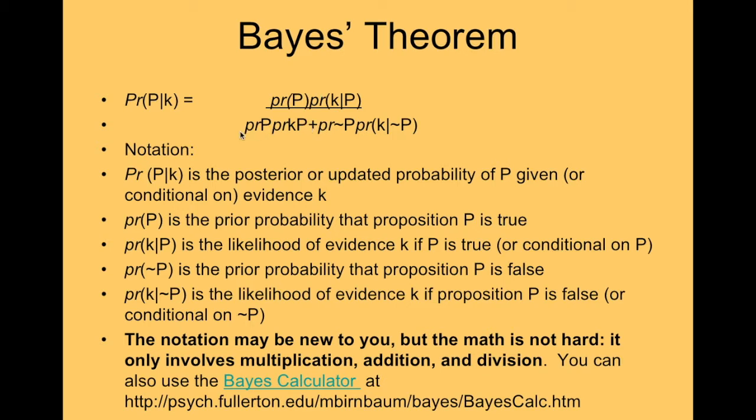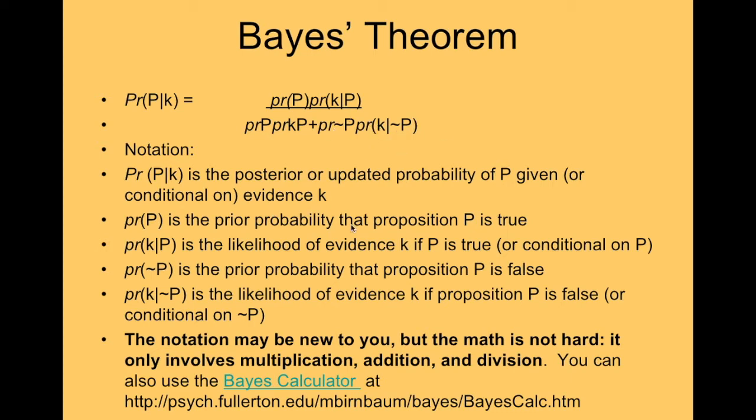You notice that the left-hand side of the denominator is the same as the numerator. This is the true positives. The right-hand side of the denominator is the probability that P is not true times the likelihood of the evidence K being the same value if P is not true. Okay, so in other words, it's the true positives divided by the true positives plus the false positives. So think back to our cancer example. It's the true positives, 8, divided by 8 plus the false positives, 99. So 8 divided by 107.